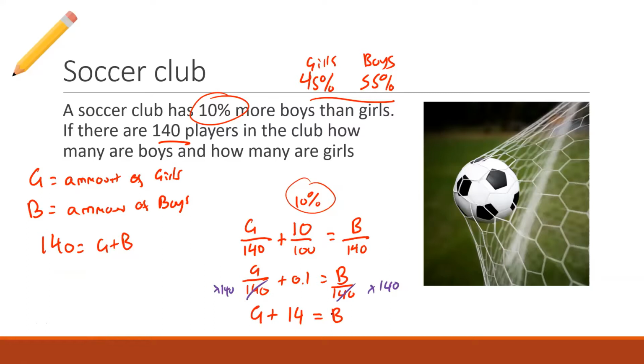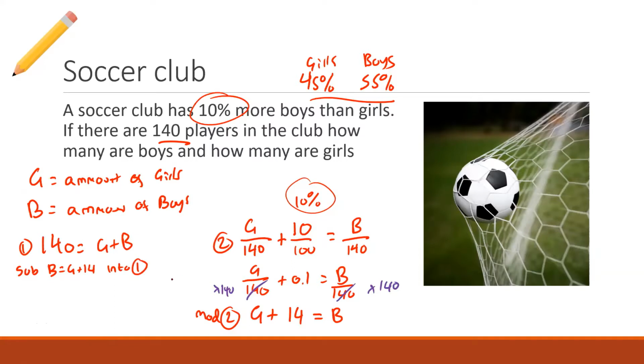Now I have an equation that I can put into this one. Let's call this one 1, call this one 2. This is the modification of 2. So therefore, I'm going to substitute B equals G plus 14 into equation 1.